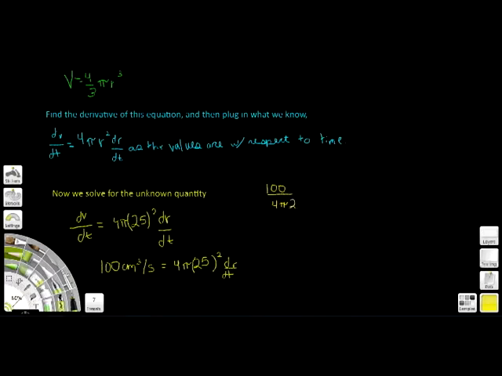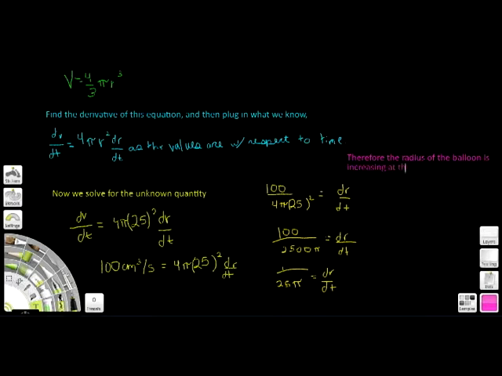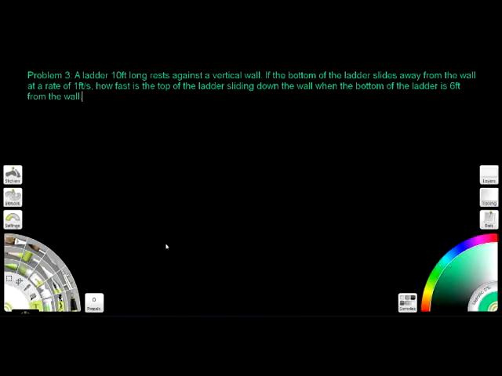So 100 over 4 pi times 25 squared is equal to dr/dt, meaning that 100 over 2500 pi equals dr/dt, or 1 over 25 pi. So the radius of the balloon is increasing at the rate of 1 over 25 pi centimeters per second.